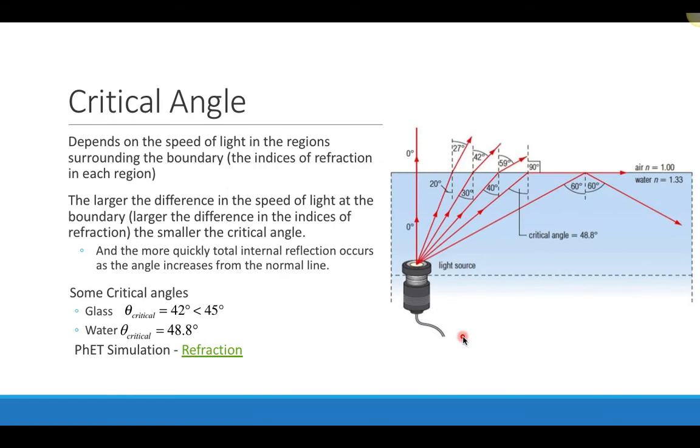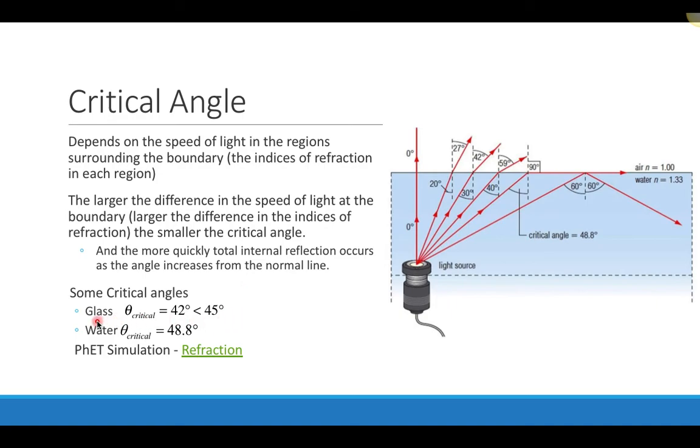So we sort of learned this already, that the critical angle depends on the speed of light in the regions that are surrounding the boundary. The larger the difference in the speed of light at the boundary, the larger the difference in the indices of refraction, and the smaller the critical angle will be. So as those indices of refraction become larger and larger, the critical angle will occur more quickly when the light is being incident, and so you'll have a bigger region of angles where total internal reflection will occur.